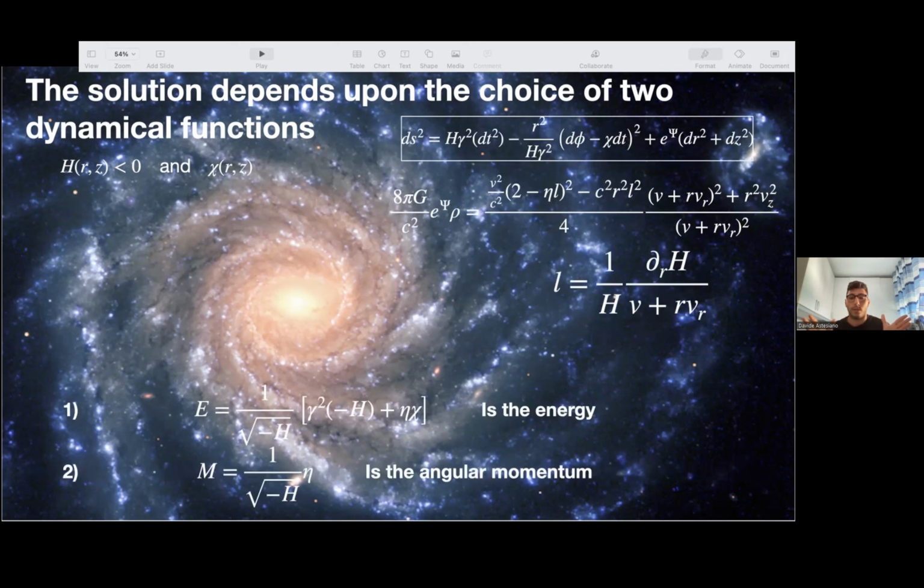Again, we have conserved quantities because we have Killing vectors, we have the energy and the angular momentum. It's very interesting because h and k must depend on r and z, but actually they only depend on the angular momentum. So their dependence on r and z is totally given by the angular momentum.